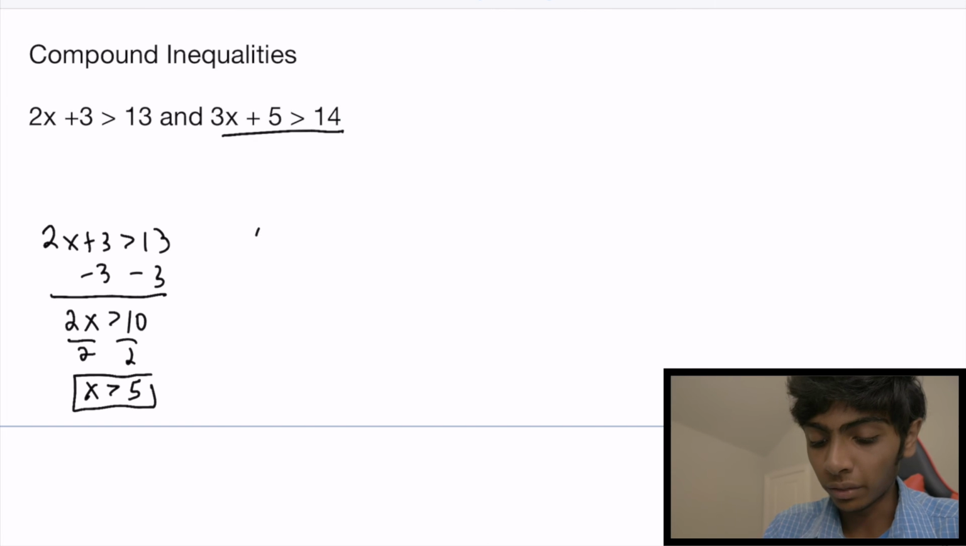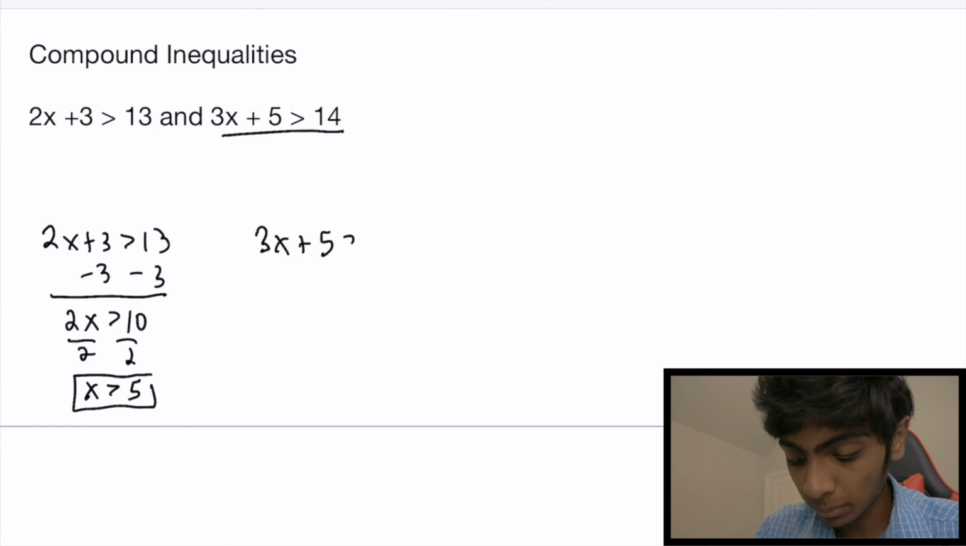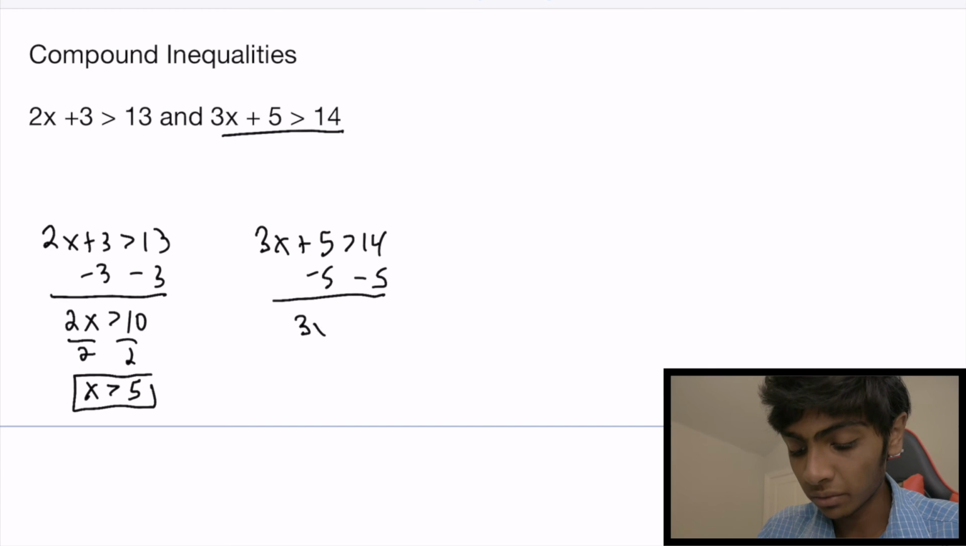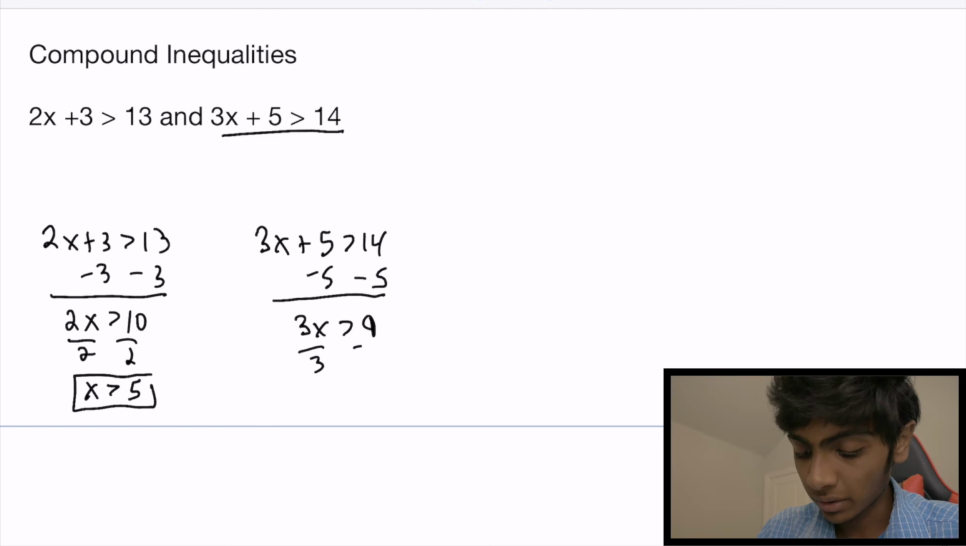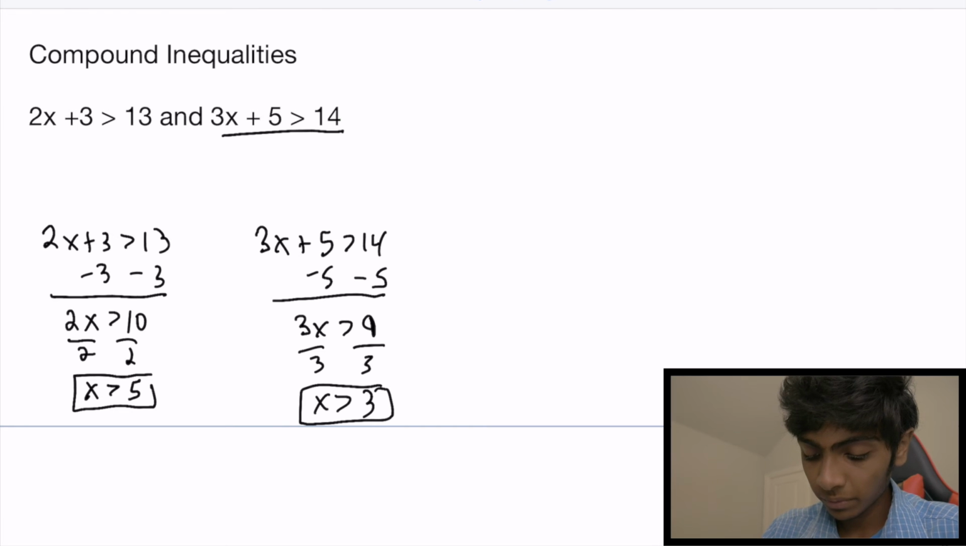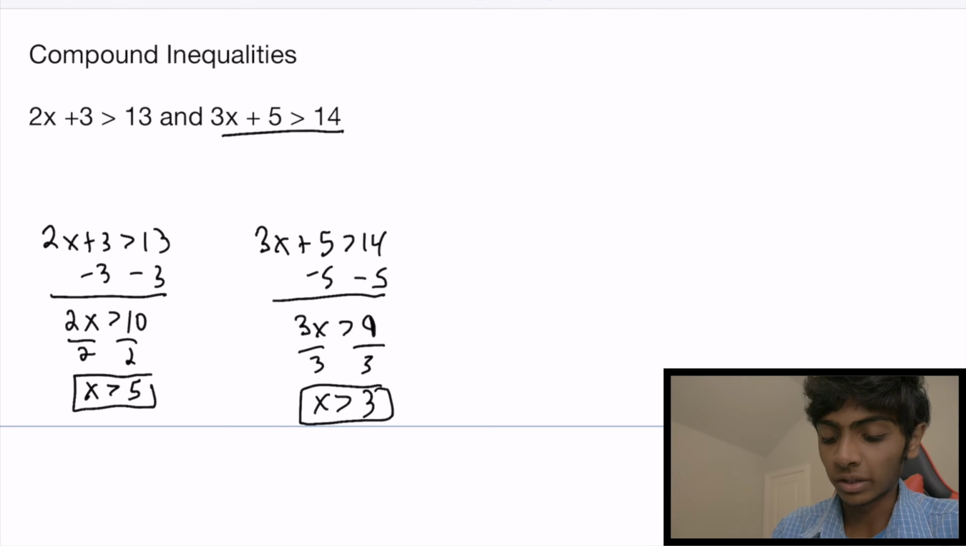And now let's do the other inequality. So 3x + 5 > 14. First we'll subtract the 5 out, and we're given 3x > 9. Then divide by 3 on both sides, and we're given x > 3. So now we're given both of these inequalities: x > 3 and x > 5.